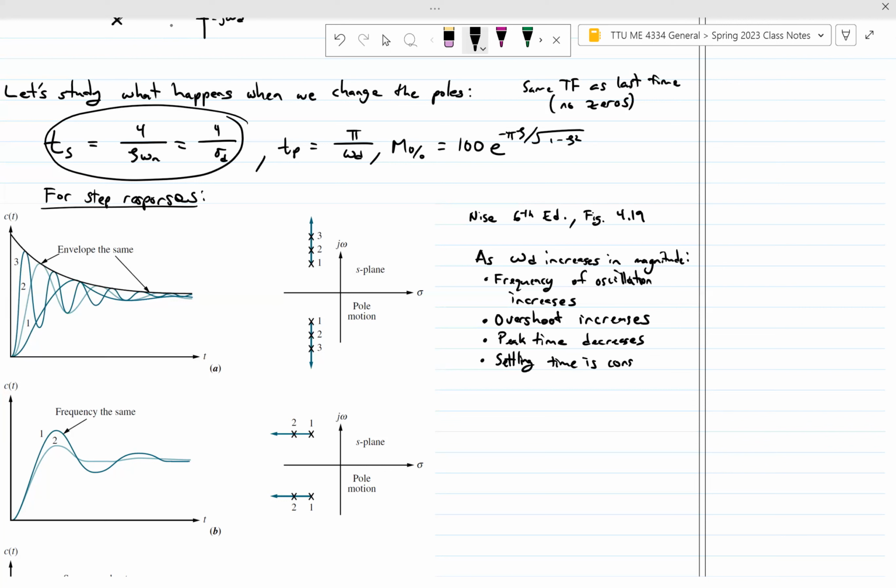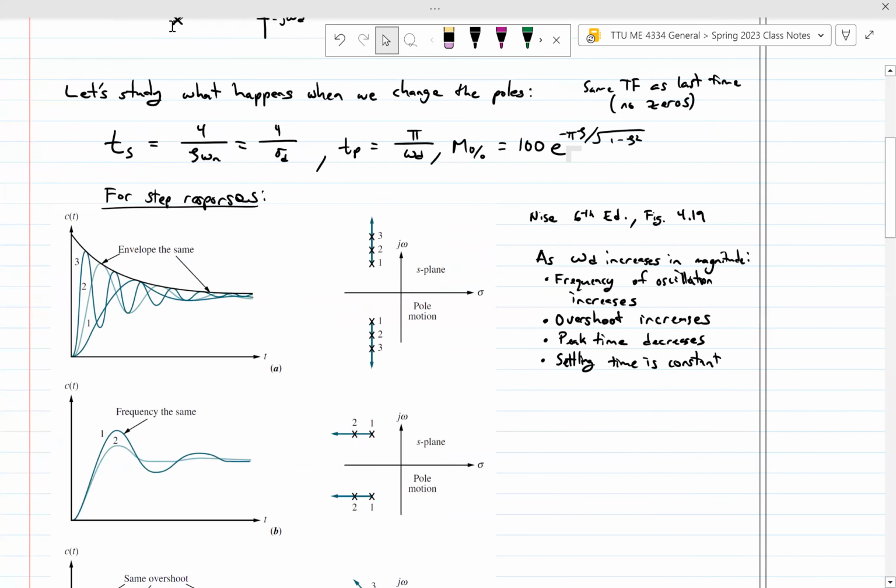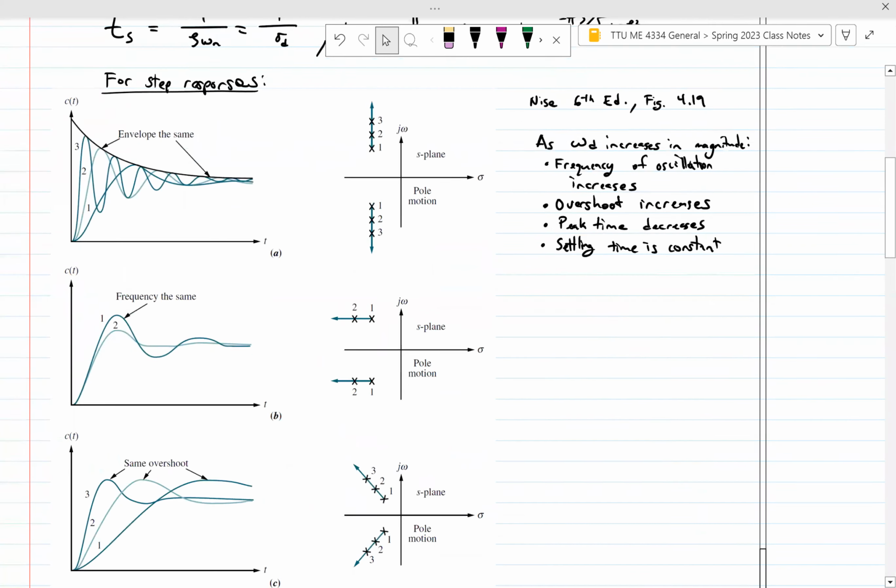The settling time is constant, right? All three of these take the same amount of time to get within 2% of their steady state value here. Settling time, right? It's relating to whatever is in that exponential we went through last time. Settling time is more or less unchanged. Okay? All right, what about our second case here?